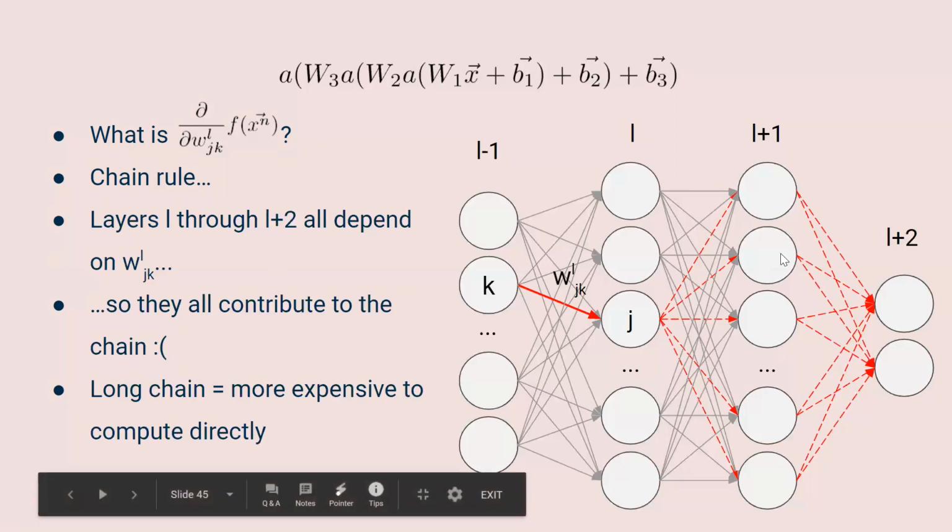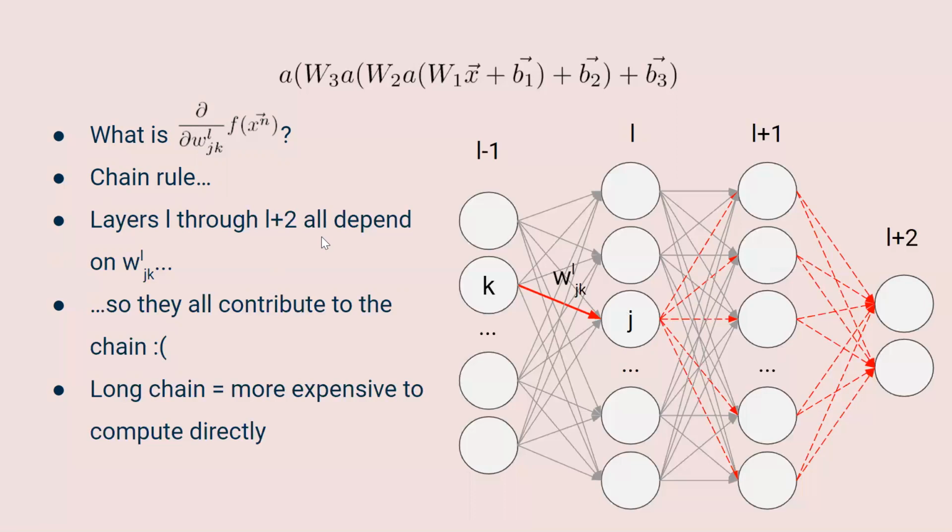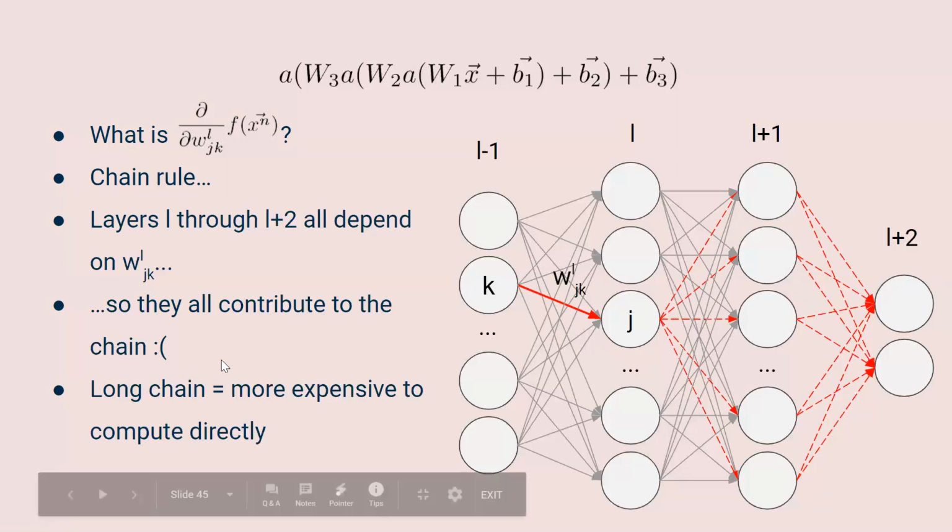Because they all do depend on that weight. And so now we have this massive chain rule, right? That goes through all these layers. You can think of a 100-layer neural network. That's a massive chain rule, right? And that's super expensive to compute directly, right?